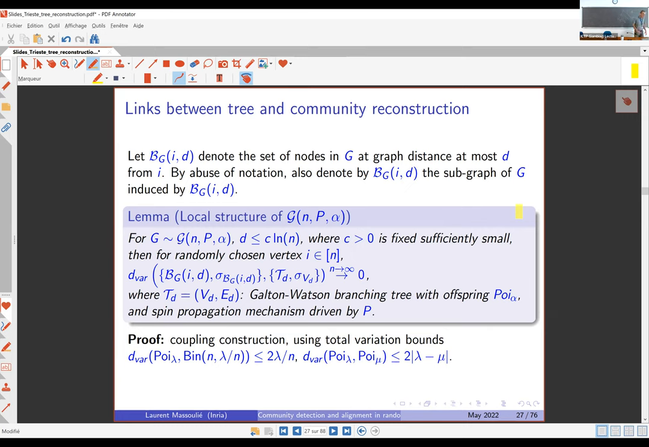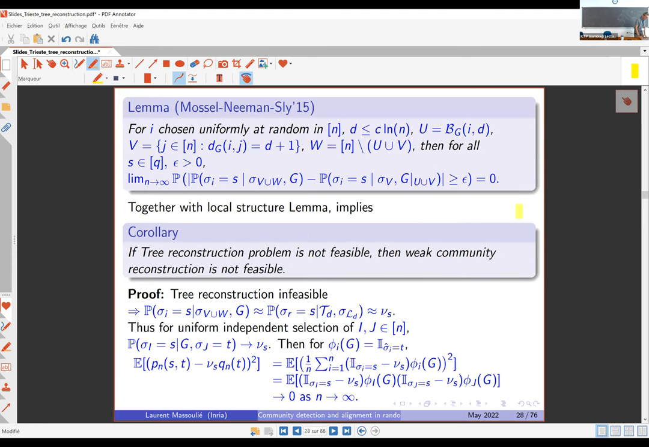Why there's a link between the two models. I'll state another result about the structure of those stochastic block models. That's a result that is due to Mossel, Neeman, and Sly, who studied those stochastic block models and reconstruction problems quite thoroughly. And so they established a kind of approximate conditional independence property in those random graphs.